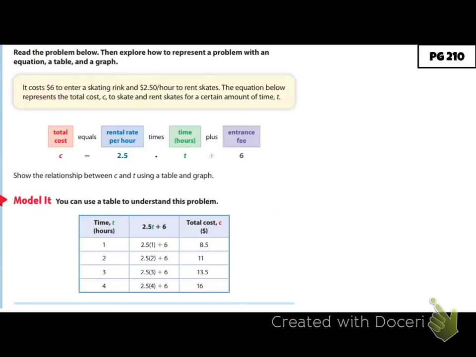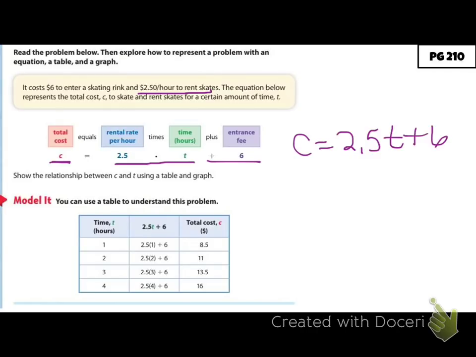Okay, so the next question says, it costs $6 to enter a skating rink and $2.50 per hour to rent skates. The equation below represents the total cost C to skate and rent skates for a certain amount of time, which is T. So, as you can see, we have our total cost, which is C, and that equals $2.50 times the number of hours. That would be our $2.50 per hour, plus the $6 entry fee. So, C equals 2.5T plus 6.